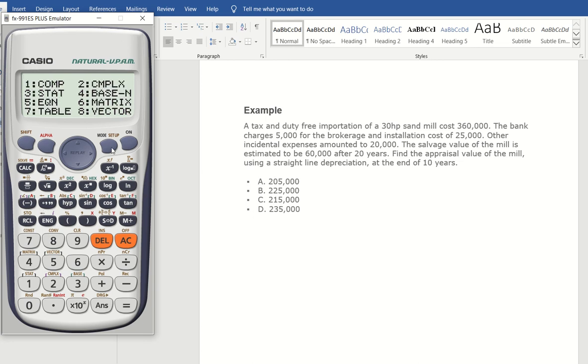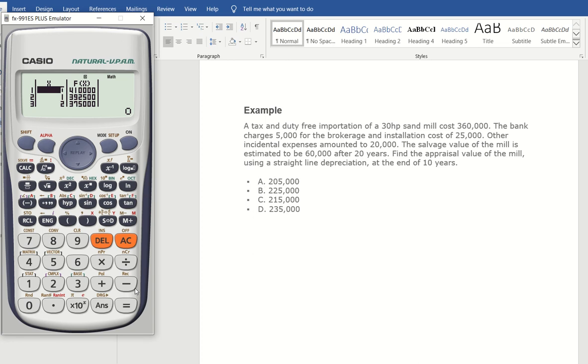Then after that, go to mode 7 table. So alpha A minus alpha B, then alpha X to get the value. Starts at year 0 and asking for the end of 10 years. So ends at year 10. Then equals and equals.